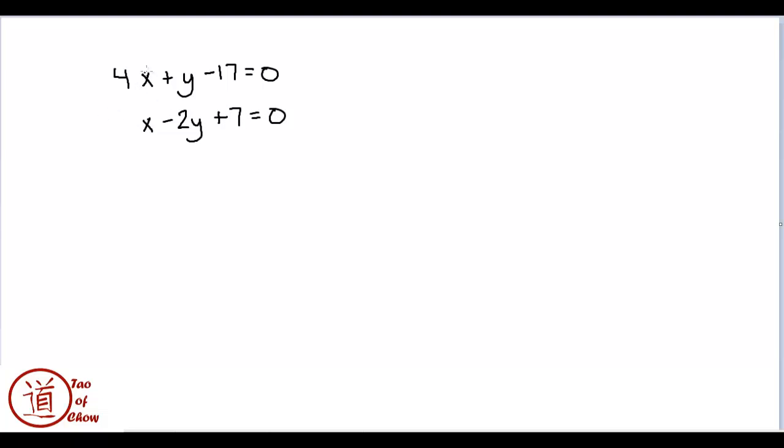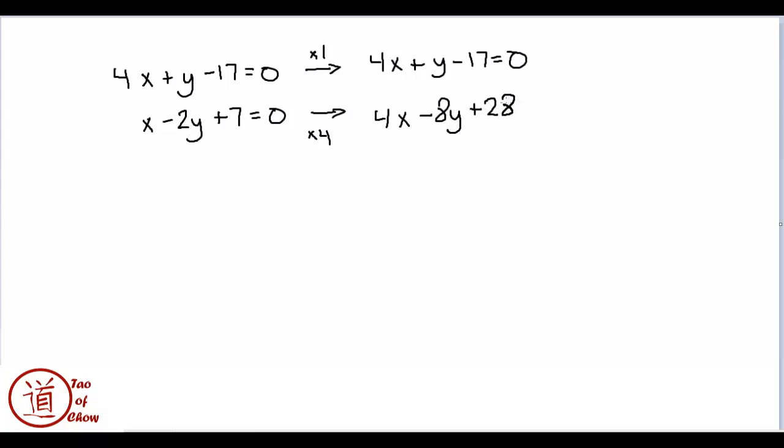Okay, now you can see the x's and the y's don't match up. I'm just going to make the x's match up first. So I multiply this first line by 1 and this bottom line by 4. Okay, so I'm going to get 4x plus y minus 17 equals 0. The bottom equation is going to turn into 4x minus 8y plus 28 is equal to 0.